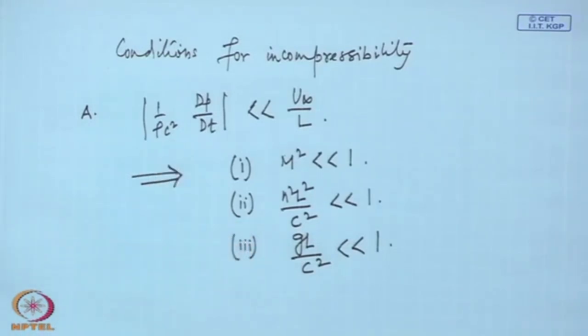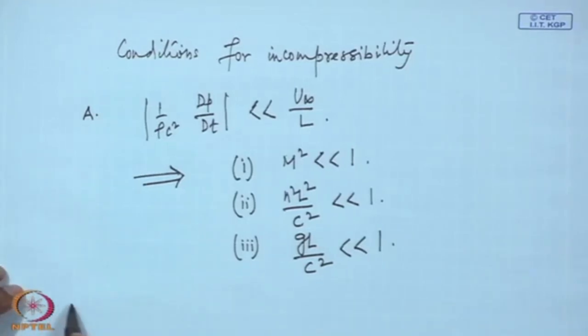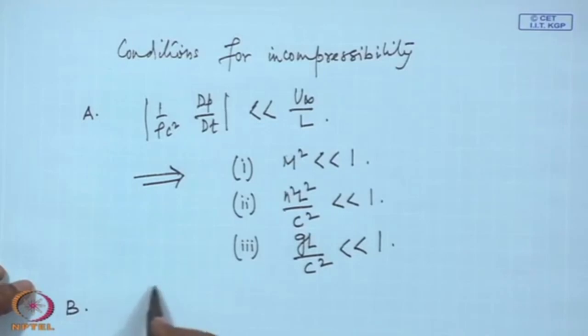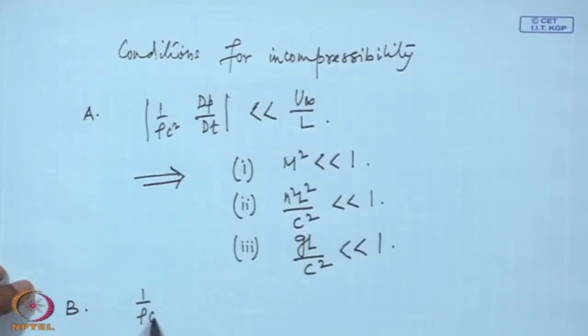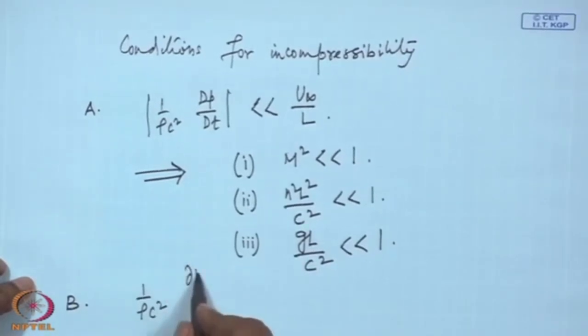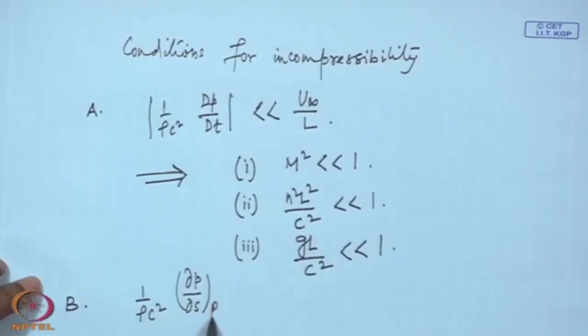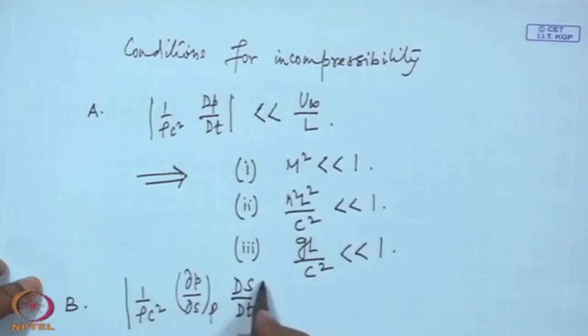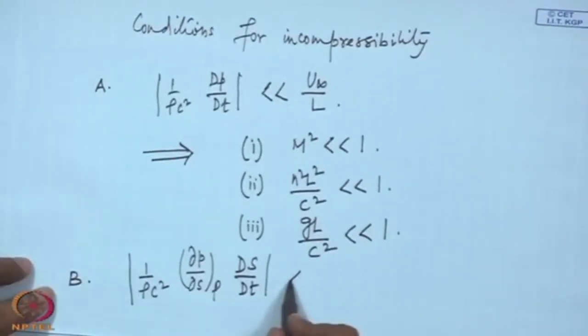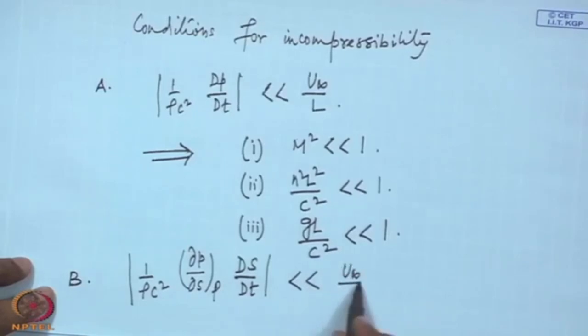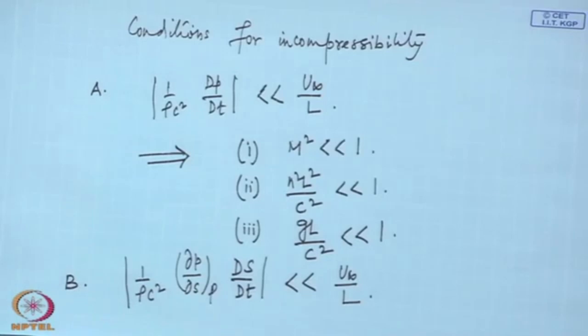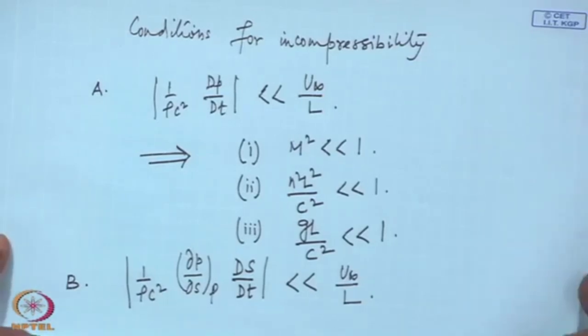Also we had another requirement, which says that 1 by rho c square dp ds at constant rho into ds dt must also be much less than u infinity by L. Of course, as you will see, these are not very important, but let us complete.